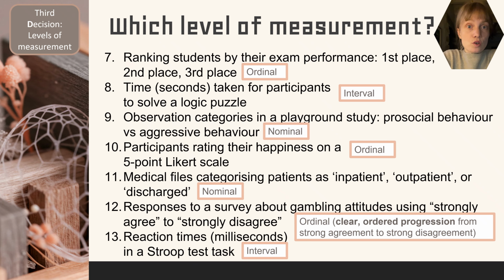Playground study, prosocial versus aggressive behavior. That's nominal data. These are discrete categories. Happiness ratings on a 5-point Likert scale. That's ordinal data. Ordered data from very happy to very unhappy, but not equal intervals, subjective data. Medical files categorized as inpatient, outpatient, or discharged. That's nominal data. We've got categories again. Survey on gambling attitudes, strongly agree, strongly disagree. Ordinal data. So we've got Likert type data, ordered but subjective, so not truly interval.